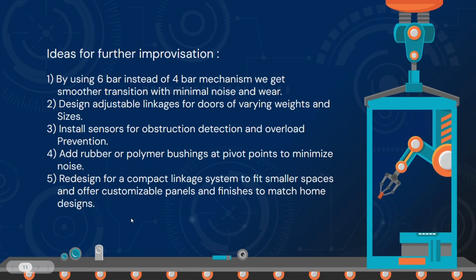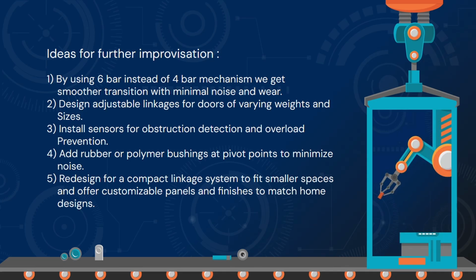Now, let us check the ideas for further improvisation. To improve the linkage mechanism, we can switch from a 4-bar to a 6-bar system. This will make the movement smoother with less noise and wear. Adjustable linkages will allow the mechanism to fit doors of different sizes and weights. Adding sensors will help detect obstacles and prevent damage.